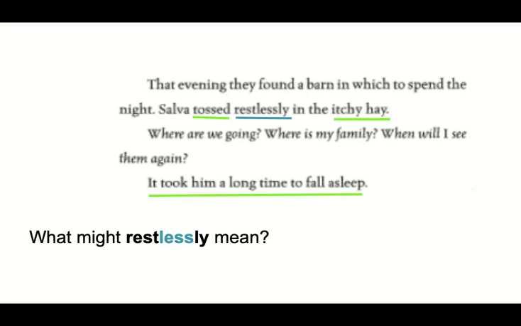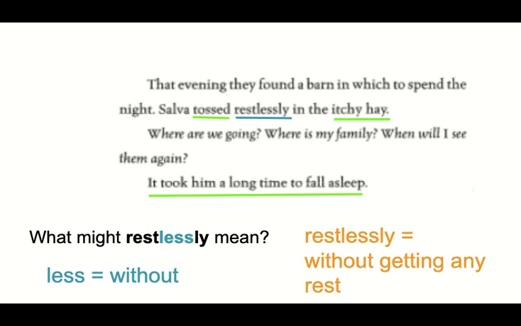Now let's add the strategy of considering word parts. It turns out less is an affix that means without, and the word restlessly contains a root that we all know, rest. Put those things together, we have without rest. And that matches all of our context clues. Salva is trying to sleep, but he's tossing, he's itchy, and it takes him a long time to fall asleep. So we can make a good guess that restlessly means without getting any rest.